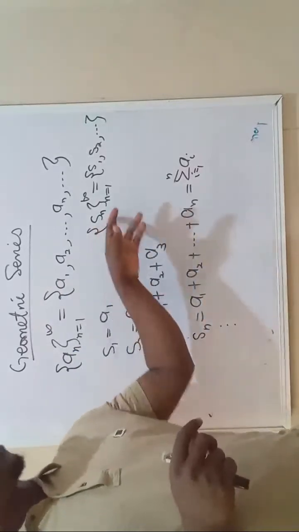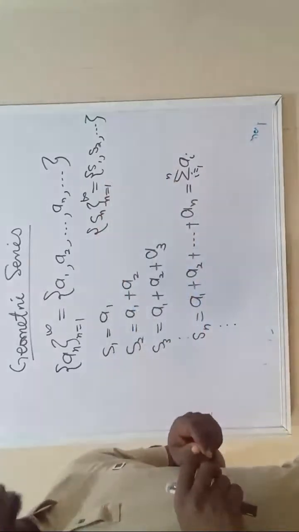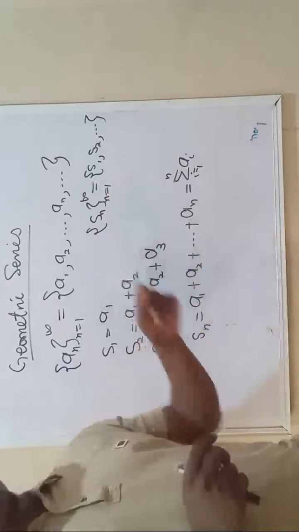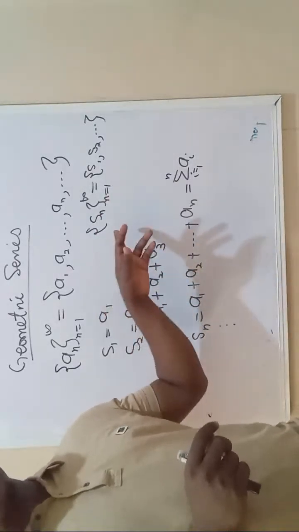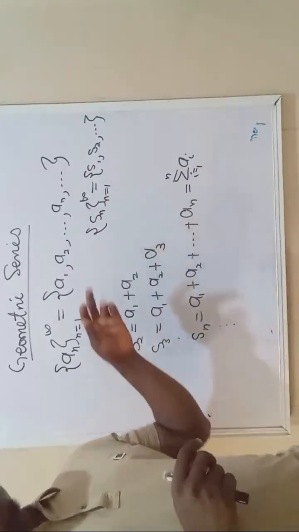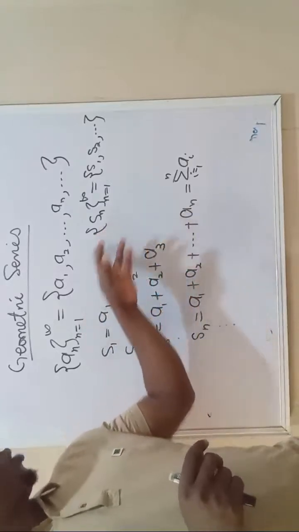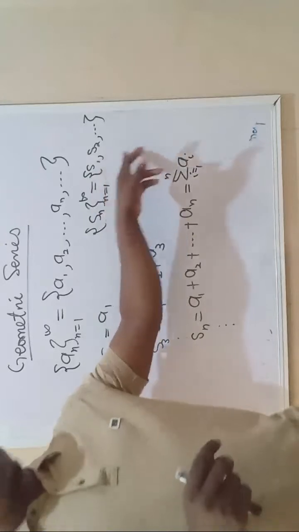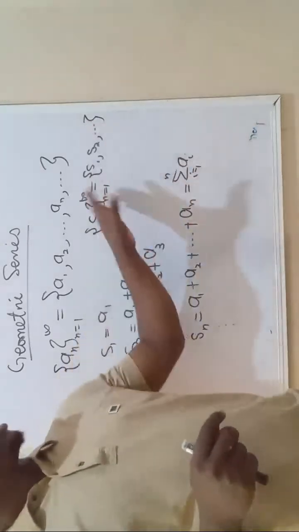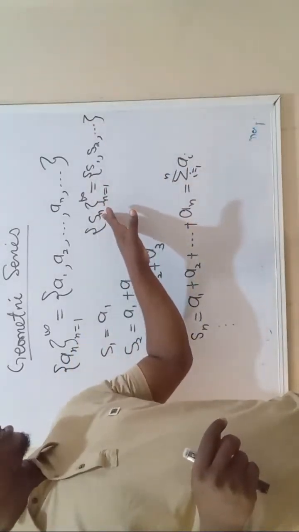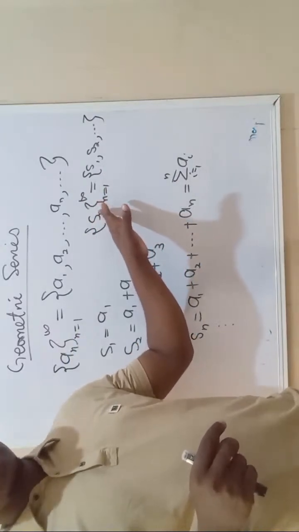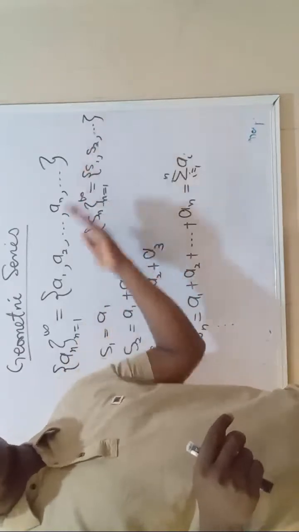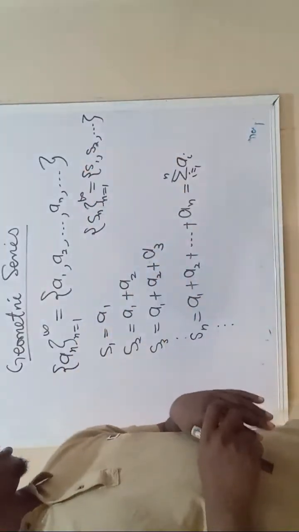We say if this sequence converges to a limit, let's say s, then we say that s is the sum of this series. Assuming this converges to a point, that s, which is the point of convergence, is the sum of this series.